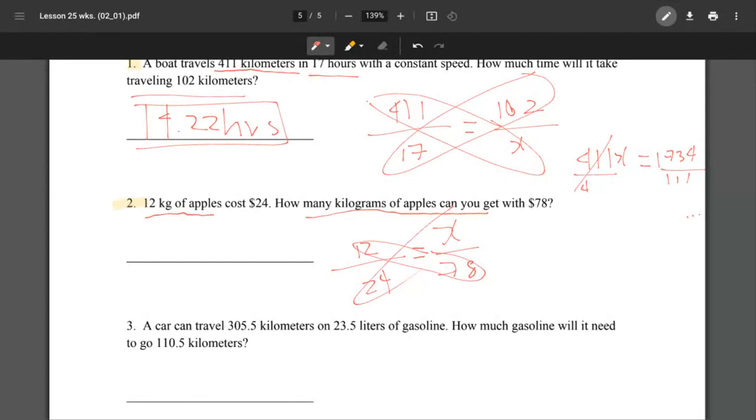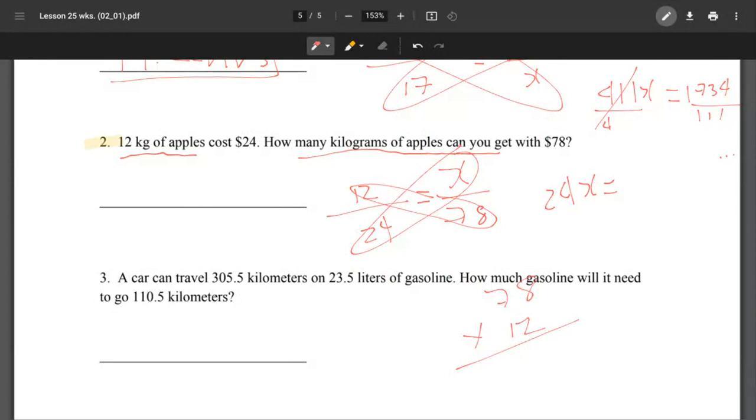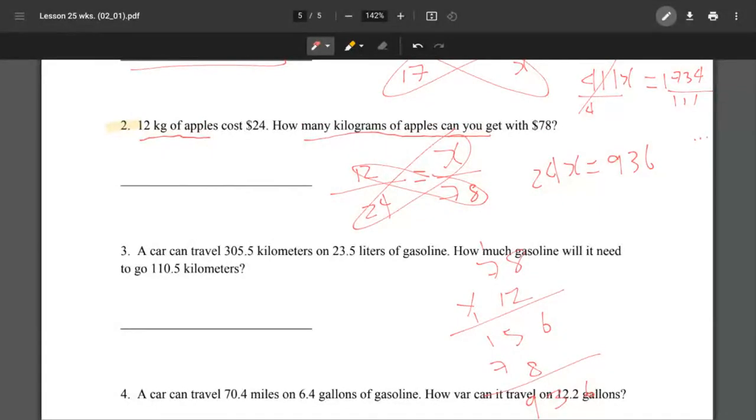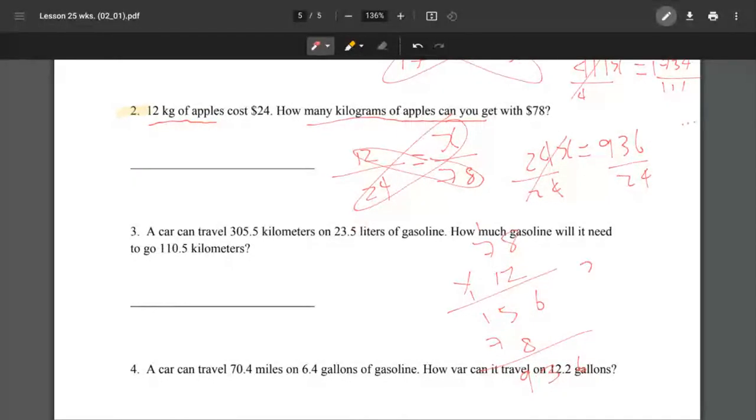So again, cross multiply: 24x equals 78 times 12, which is 936. Okay, divide both sides by 24. And then we get x equals 39. Okay, so we could get 39 kilograms of apples for $78.